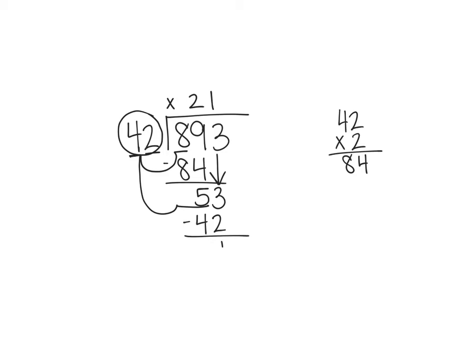And when we subtract, 3 minus 2 is 1, 5 minus 4 is 1. So there's nothing else to bring down. So our answer is 21 with a remainder of 11.